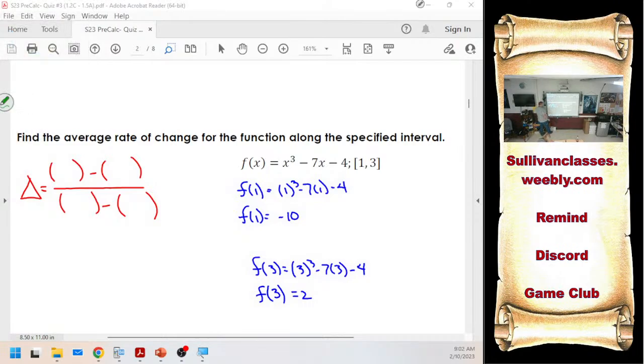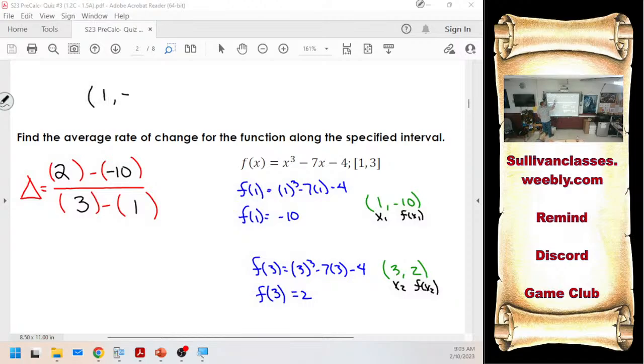So I'm going to say my coordinates here are 1, -10, and 3, 2, which are x sub 1, function of x sub 1, x sub 2, function of x sub 2. So I'm plugging in 2 minus -10 over 3 minus 1. Now someone's going to ask if I can swap those around. You can, but you got to remember to do it the same way.